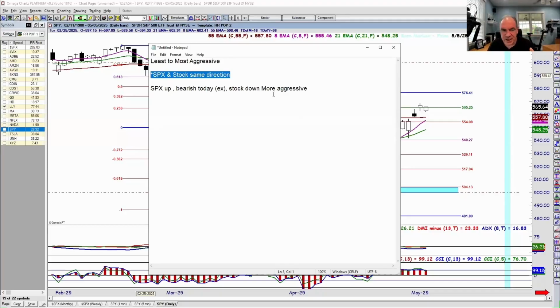Let's stop there for a second. For this one here, the second one I put in there, SPX up, bearish today, as an example, stock down, that is more aggressive. Give me a 1 for yes, a 2 for no, if you understand what I'm talking about there.